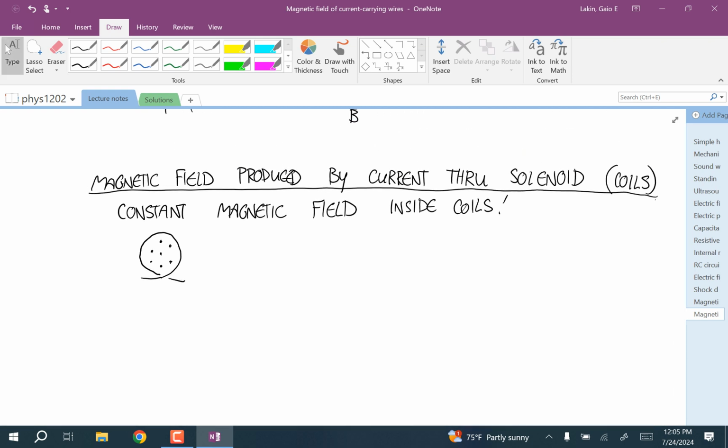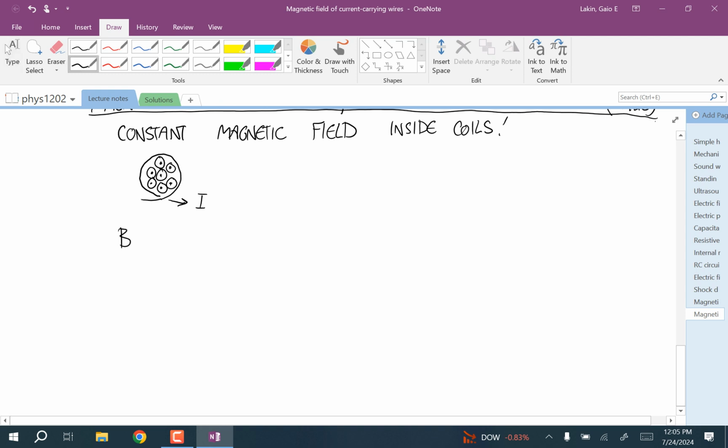Okay, so what's the direction? I'll just draw it in this case, but if the current's going this way, these are all coming out of the page. And I'll put this in the notes in a second, but the way it works is pretty simple, really. Your fingers wrap around the coil in the direction of the current, and then your thumb points in the direction of the magnetic field.